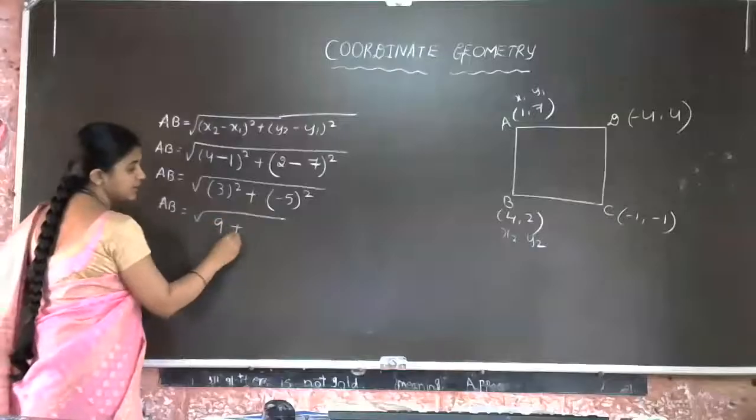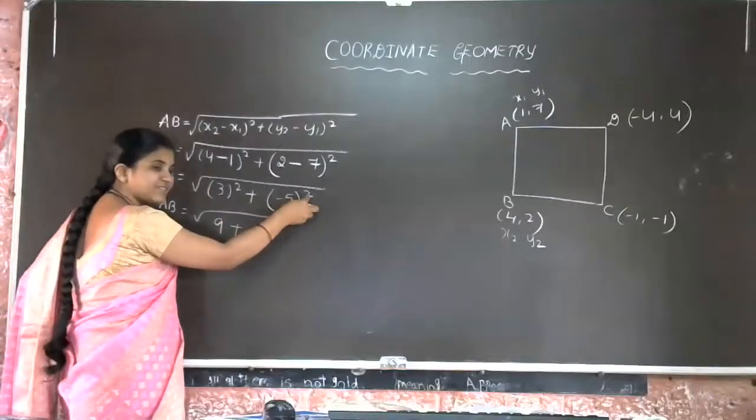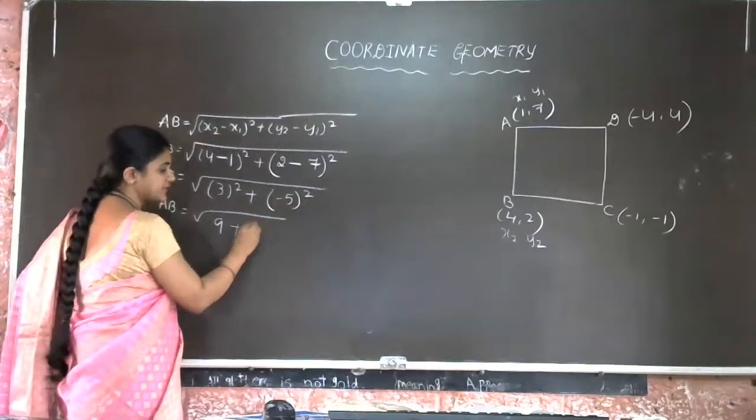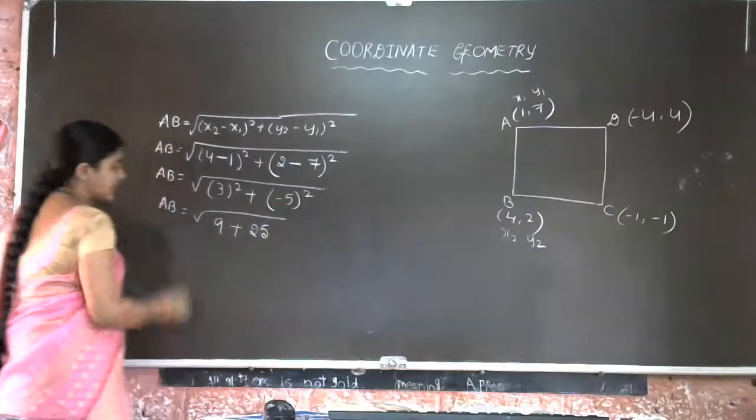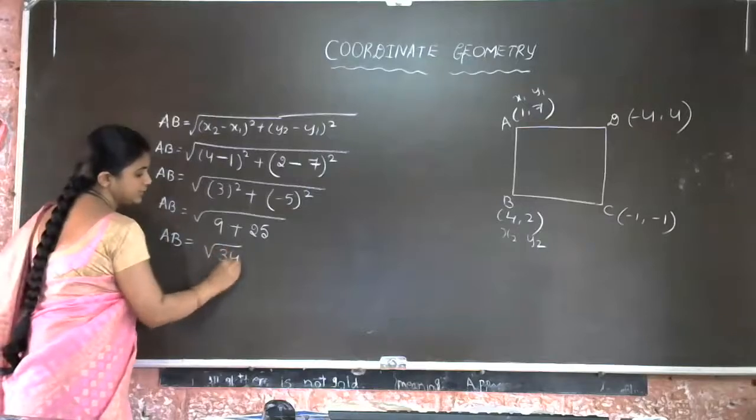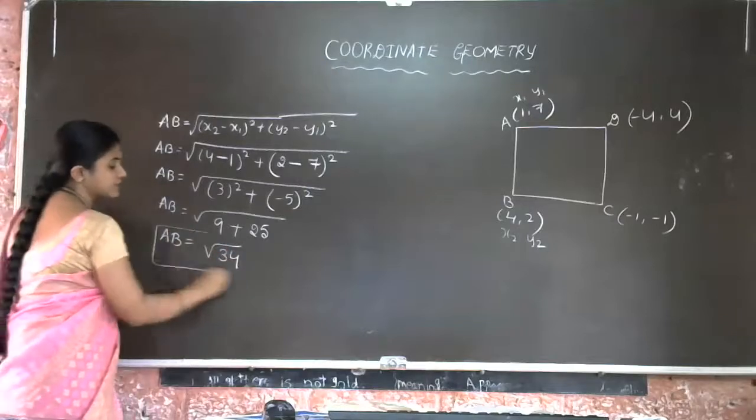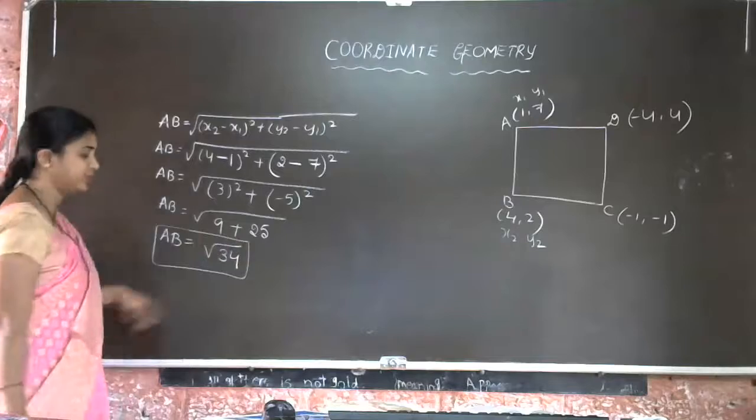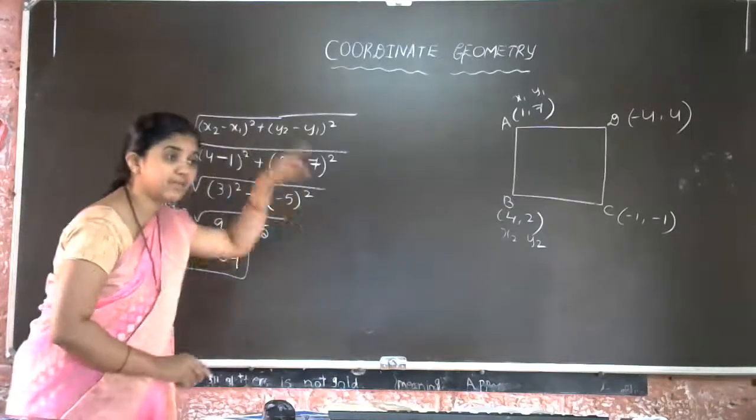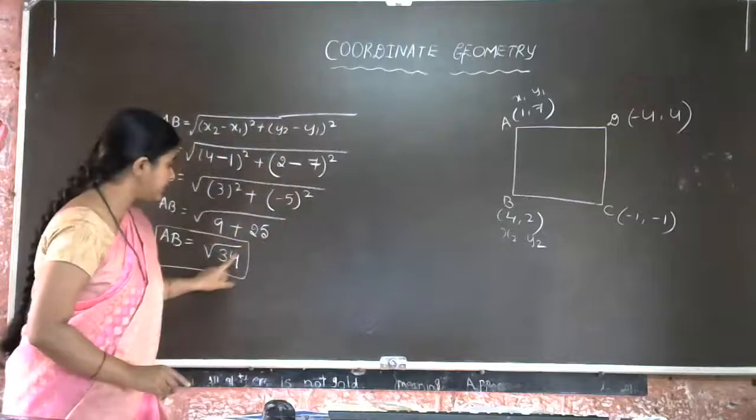So then here, minus 5 whole square. In the sense it is plus sign only, no? Minus into minus, 5 5s are 25. So what is the final answer, Akshay? Root 34. AB, we got the distance as square root of 34. No need to remove root 34, because we are going to show that ABCD is a square. AB we got root 34.